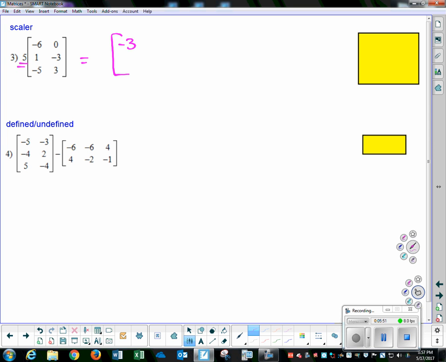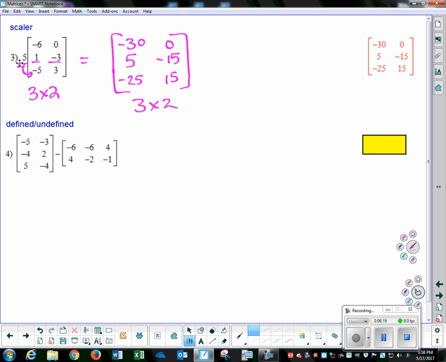So I'm not going to show that multiplication, let's just do the multiplication. 5 times -6 makes -30. 5 times 0 is 0. 5 times 1 is 5. 5 times -3 is -15. And then let's go 5 times the bottom row, and we'll have -25 and a +15. If I started with a 3 by 2 matrix, I'm going to finish with a 3 by 2 matrix. And there's our result. All right.